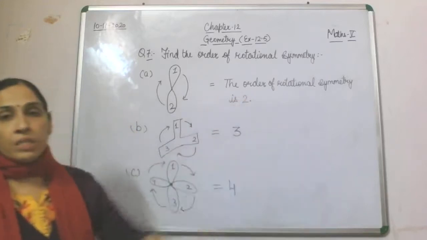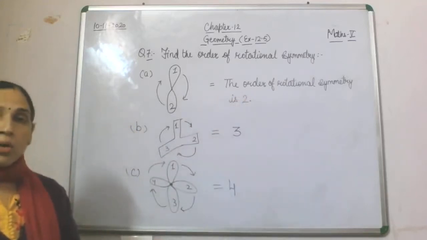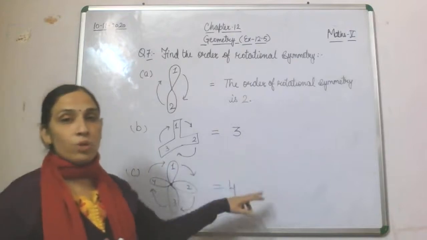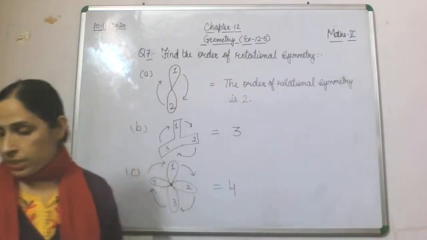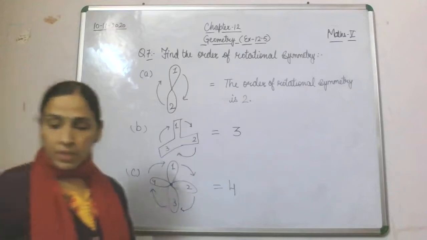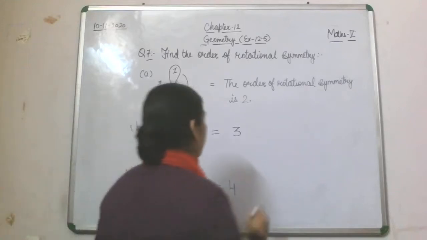The order of rotational symmetry is 3. The order of rotational symmetry is 4. Whatever the answer is, you have to write it. Now we'll come to the next, that is your D part.